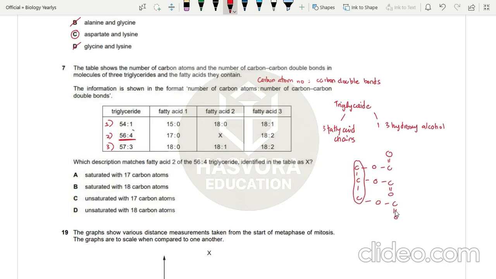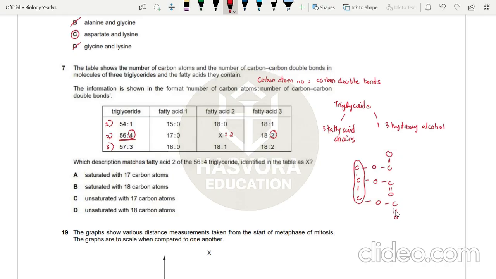So now you can easily figure out the number of the carbon-carbon double bonds because they have given you that this triglyceride actually contains 4 carbon-carbon double bonds, and they have given you that the fatty acid 3 contains 2 double bonds. So how many double bonds are remaining? Only 2. So this will have 2 carbon double bonds. Okay, this is very obvious.